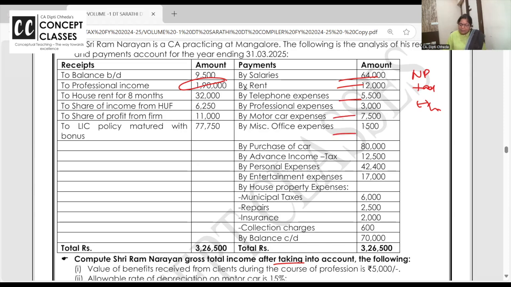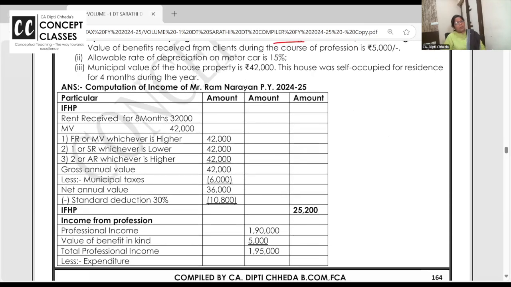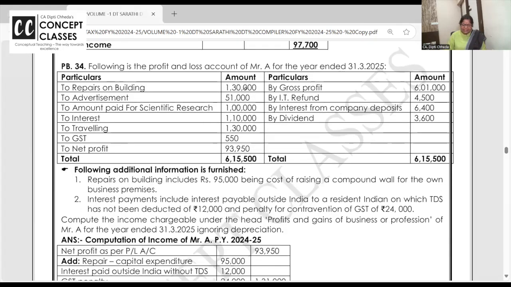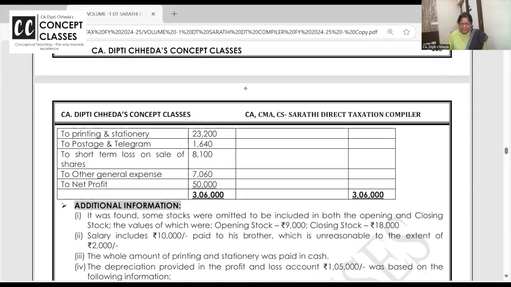In payments, purchase of car, capital expenditure भी है, revenue भी है. तो revenue ले लो. Capital पे you can charge depreciation. So it's actually very nice. Here house property income is also there. Business income, it's very easy. And then they can give you problem ki, yeah, like this one.